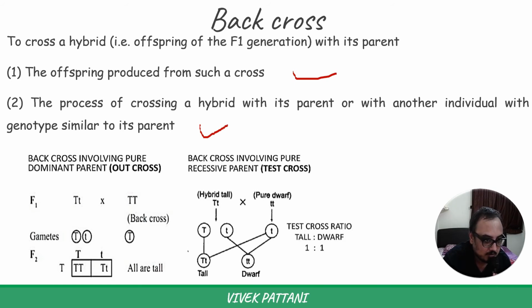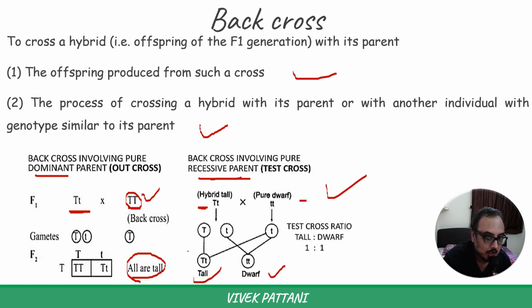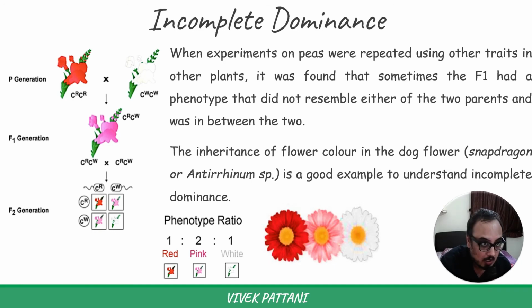Now, backcross, this one, F1 generation, this one is from the parent generation, same is the scenario. Backcross involving the dominant parent, backcross involving the recessive one. Now, as you all know, as this one is the dominant one, all will be tall. But when we cross in this scenario with a recessive plant, one will be tall and another will be dwarf.